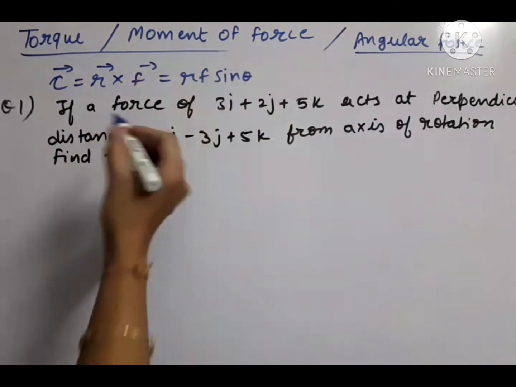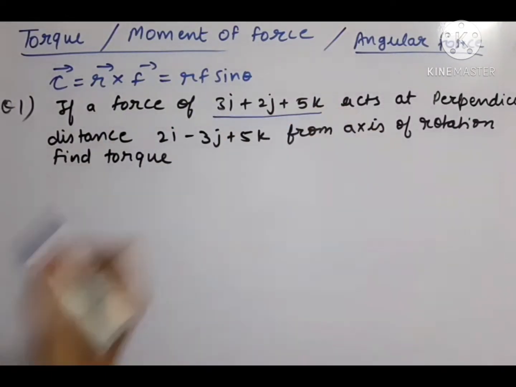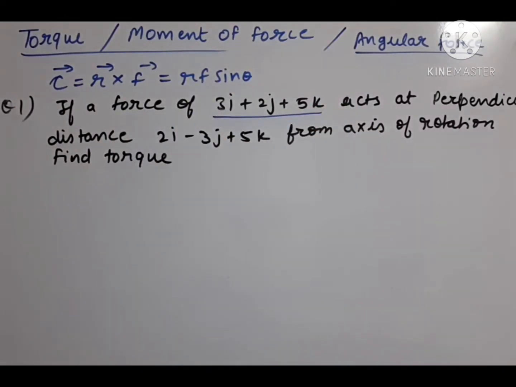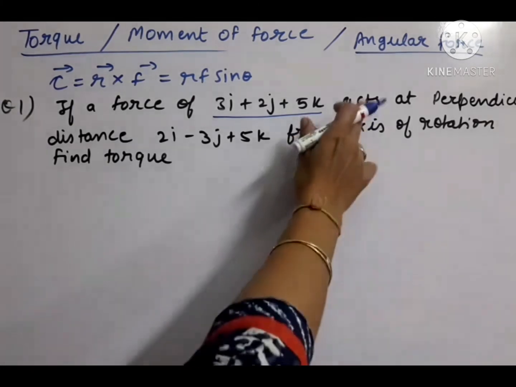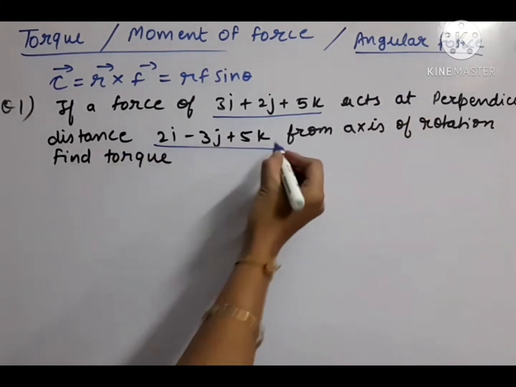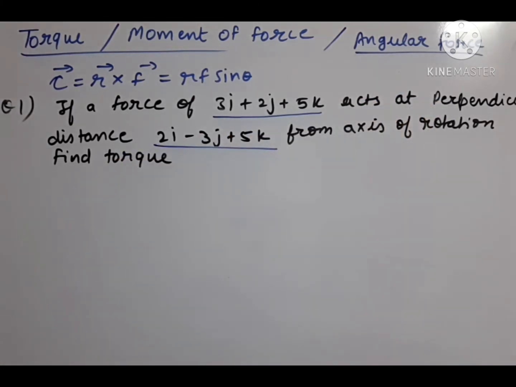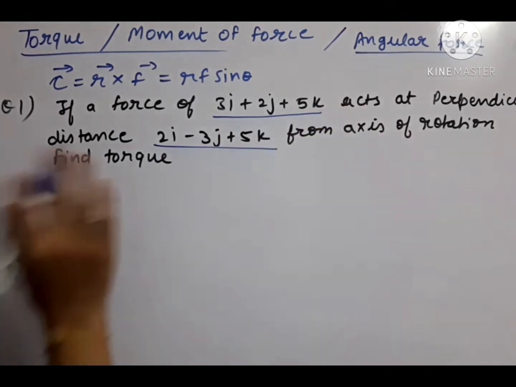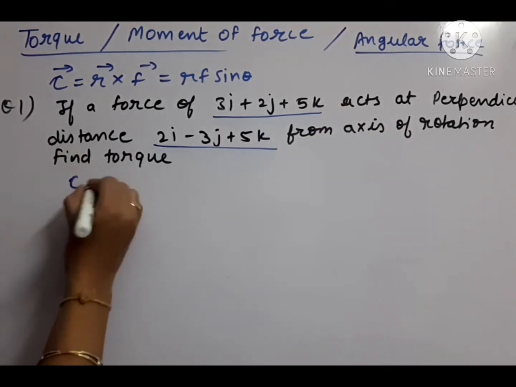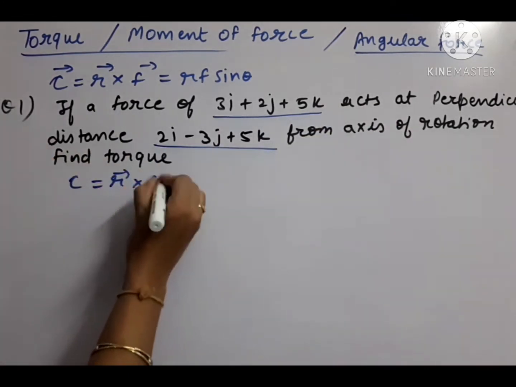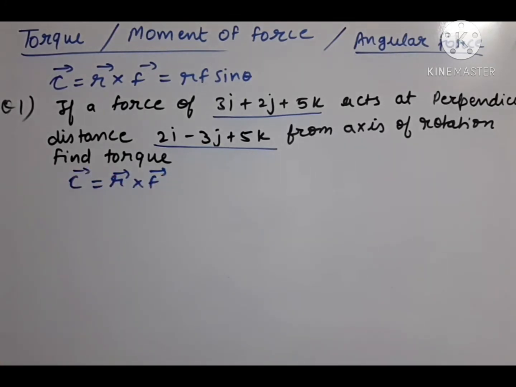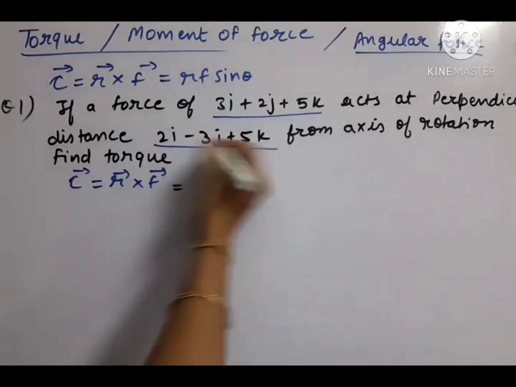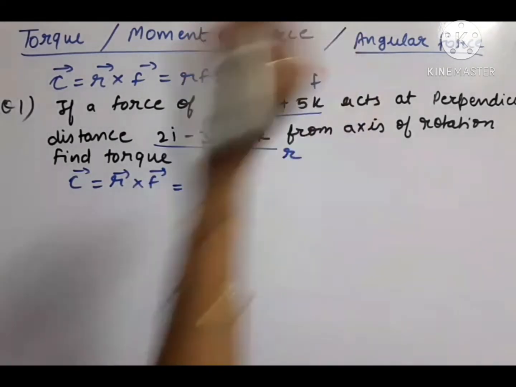See this question. A force of 3i plus 2j plus 5k, that means a vector force is given. It is acting at perpendicular distance 2i minus 3j plus 5k from the axis of rotation. Find the torque. We know that the torque formula is R cross F, that means the vector product. So how we do the vector product, that only we have to do here. This is our R and this is the F.